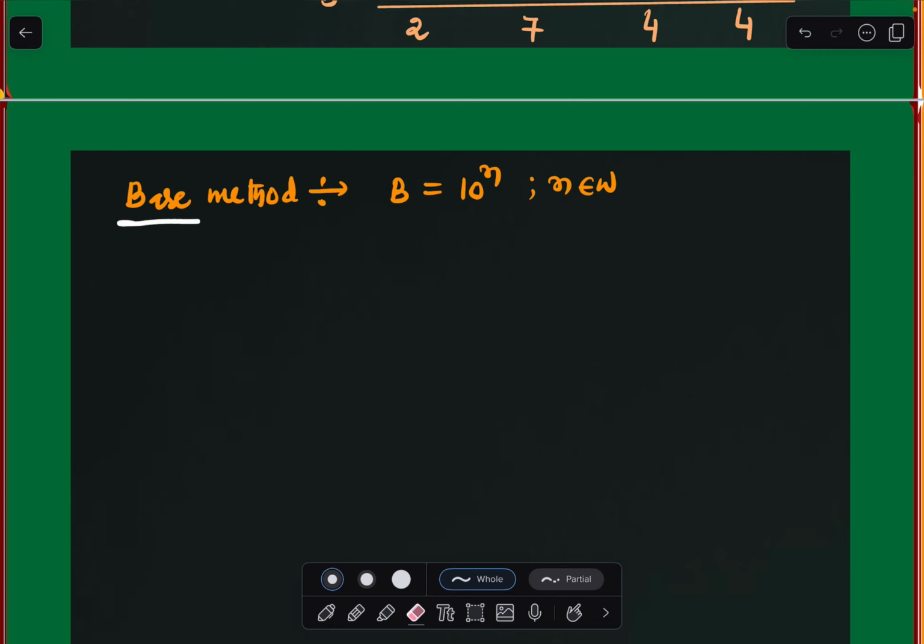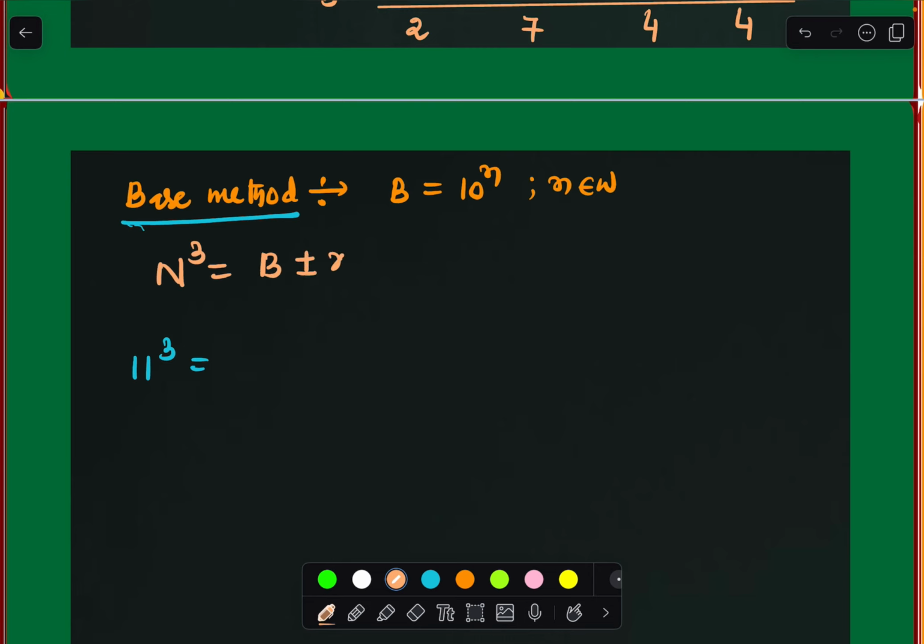Now I'm taking 11 cube. We are already familiar with 11 cube from the beginning, but we'll see it again. In the base method, for any number cube, n cube, we use this format. We check how much more or less your number is than the standard base, and we can express the cube in this format.